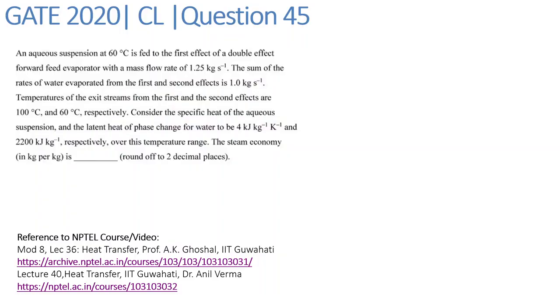Okay, so let's move on to the last question of today's session. In this question, we have been given a double effect forward feed evaporator, and then there are these flow rates and the temperature of the exit stream from the first and second effect, and we have been asked to find the steam economy. Let's look at the video solution.